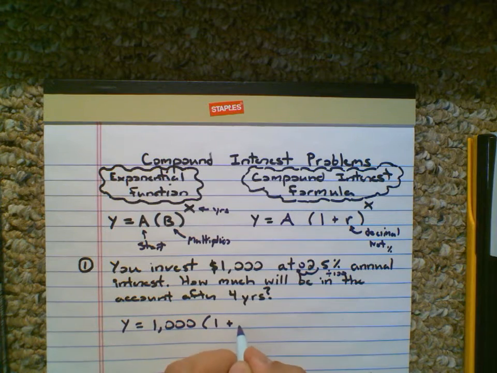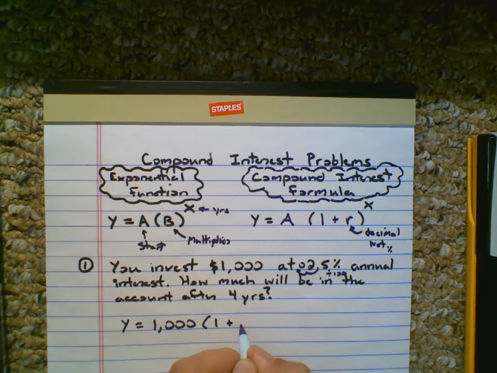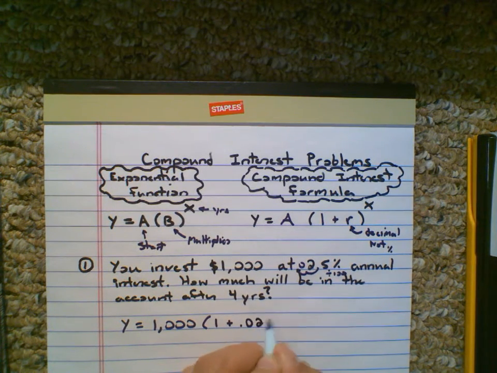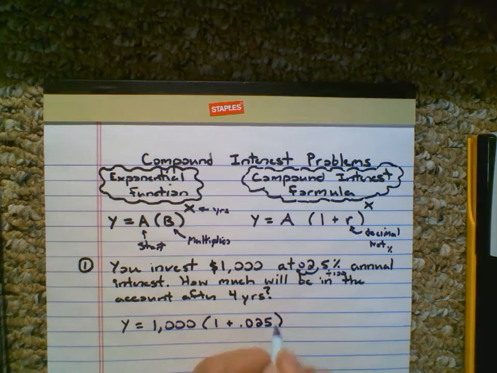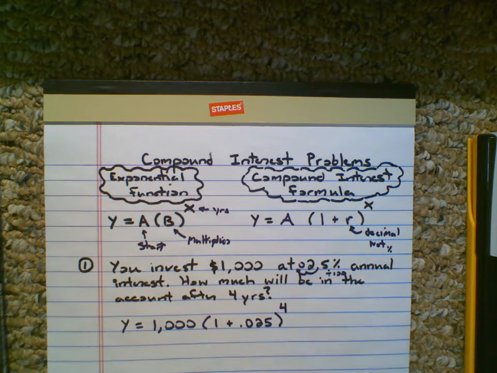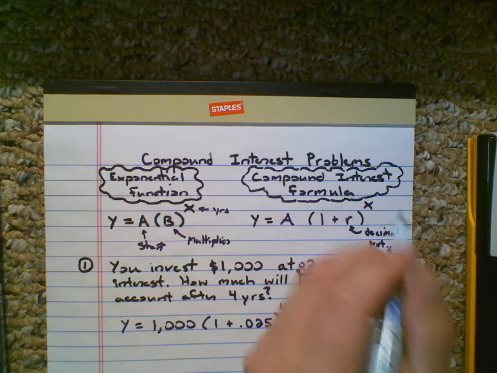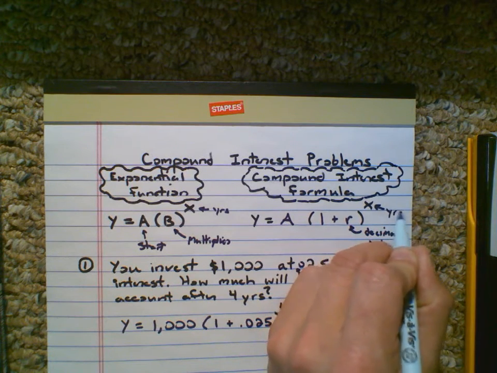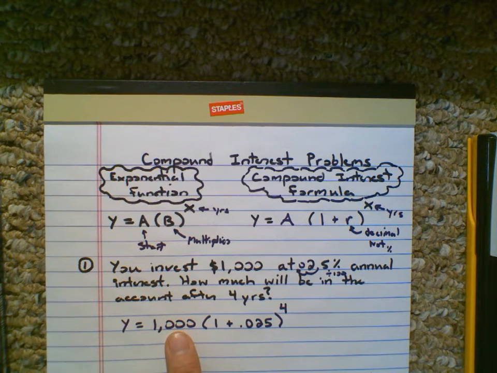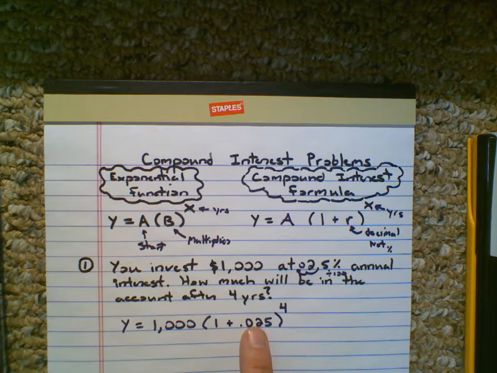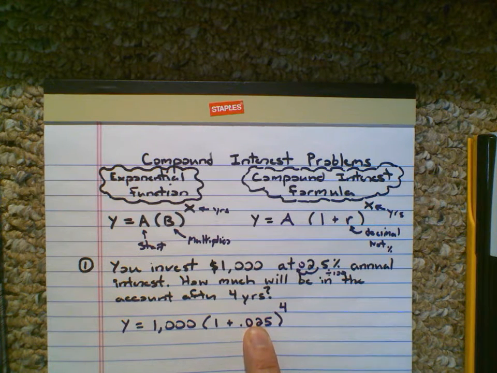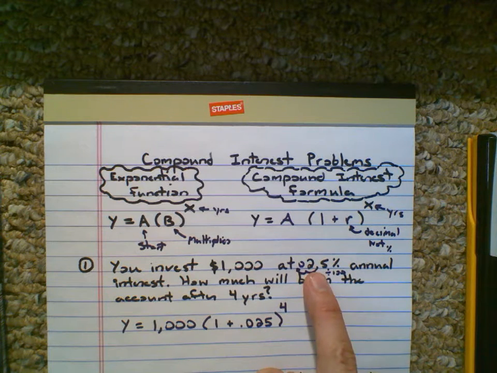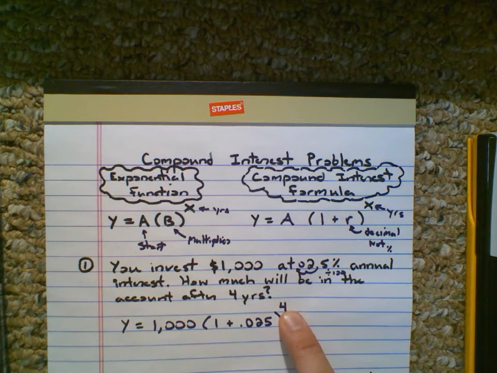So we're really going to be taking 1 plus 0.025, and then we're raising that to the 4th power. X represents our number of years. So our initial amount's 1,000, 1's our neutral point, but we're growing at 0.025 because we're growing at 2.5%, and we're doing that for 4 years.